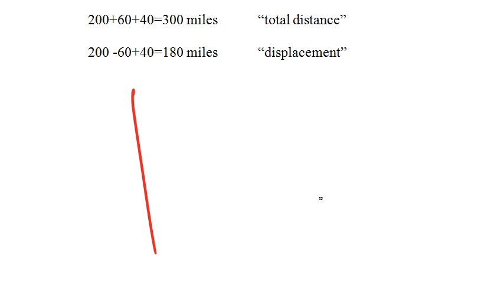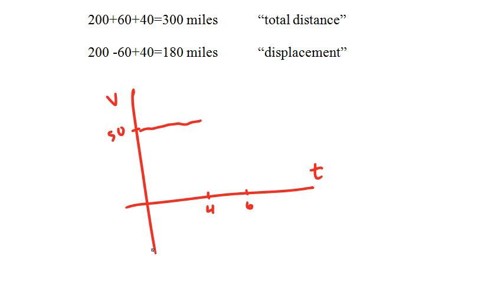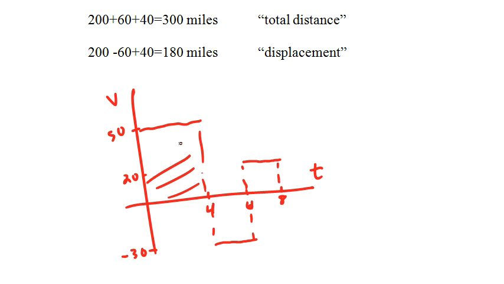If we were to graph this function, here's t and here's v. So I think we said we were going forward at 50 miles an hour for 4 hours. And then for the next 2 hours, we're going in reverse at 30 miles an hour for those 2 hours. And then we're going forward again for 2 hours at 20 miles per hour. And if you notice, we have 3 regions here between the curve and the x-axis, or it's really the t-axis right here.